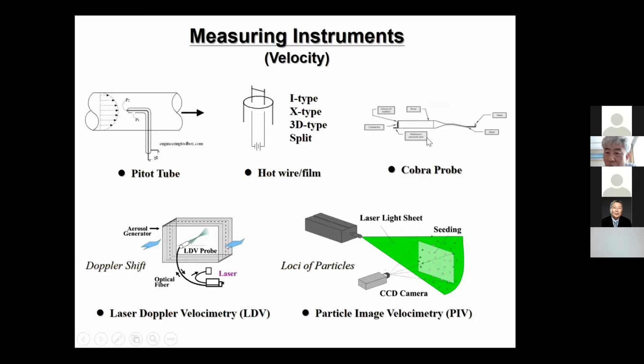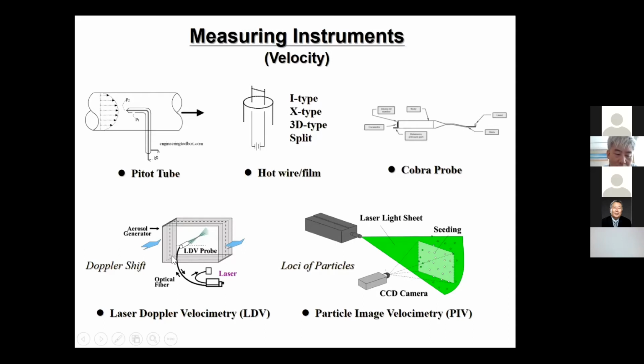This one is a Cobra probe. The Cobra probe has now become very common in China. Some countries, especially in fluid mechanics laboratories, don't want to use the Cobra probe. But anyway, this Cobra probe is very robust. It will not break, whereas a hot wire will break very easily and is somewhat expensive. The Cobra probe is very robust, and it can measure the three-dimensional velocity components. So we use the Cobra probe a lot in our wind tunnel.